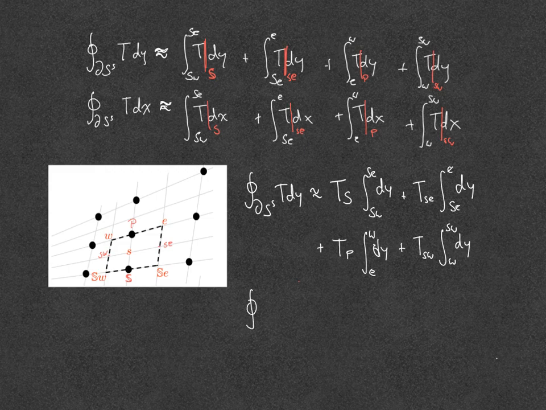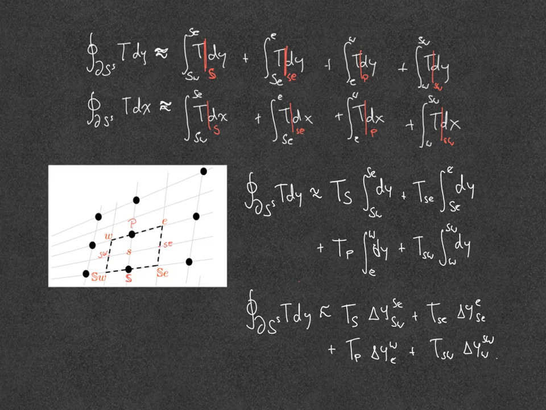So this, T dy, T in S. What is this? The integration of this? Yeah, exactly. It is just the distance delta y between SW and SE, plus T_se delta y between SE and E, and so on. Okay, so we have here the expression of this one, and we can do exactly the same to derive the other equation.